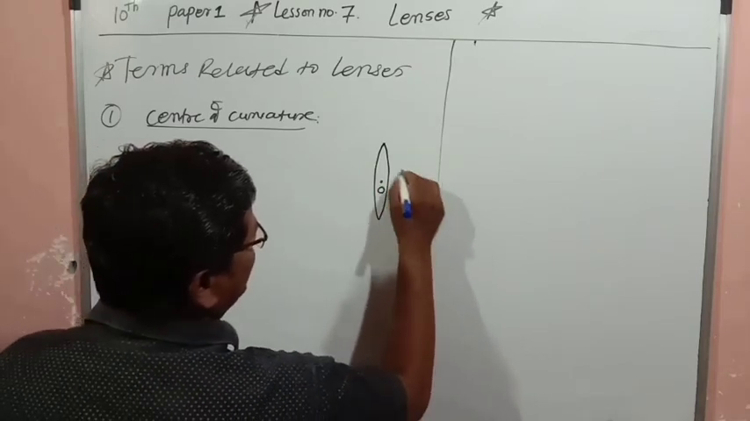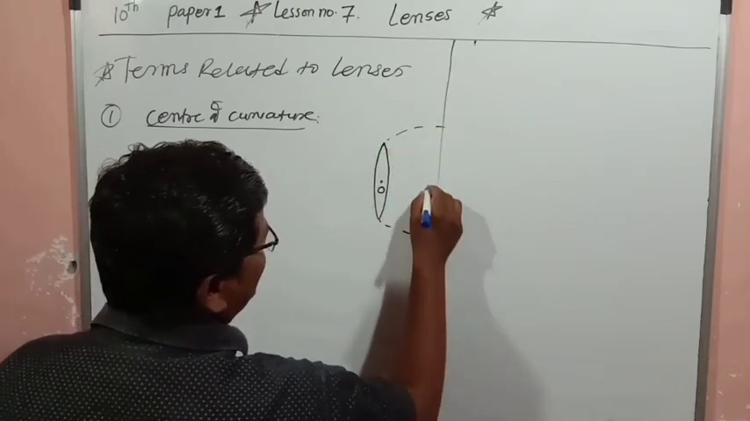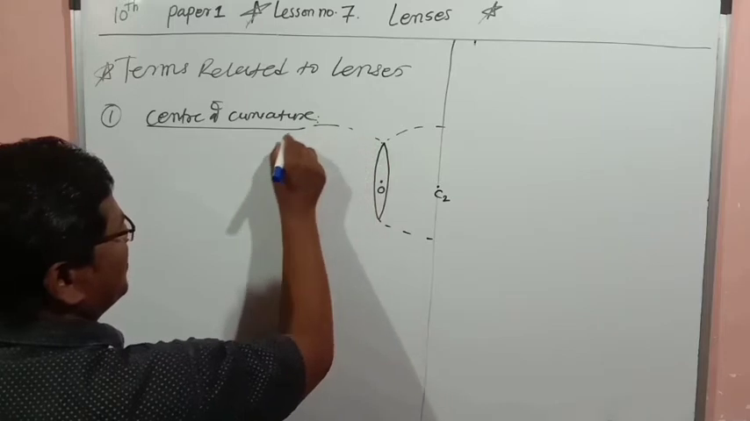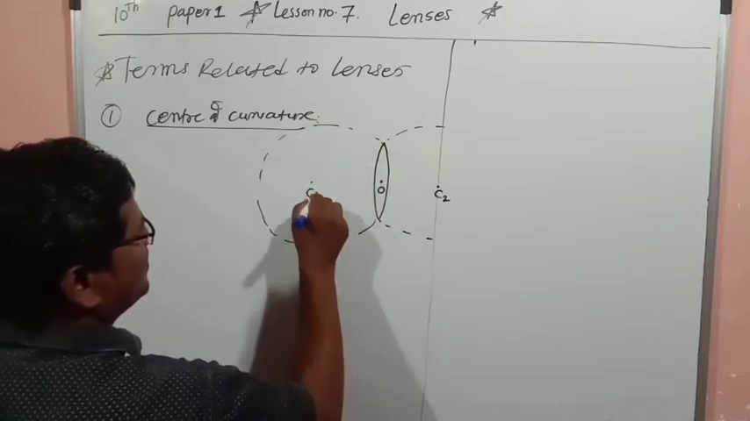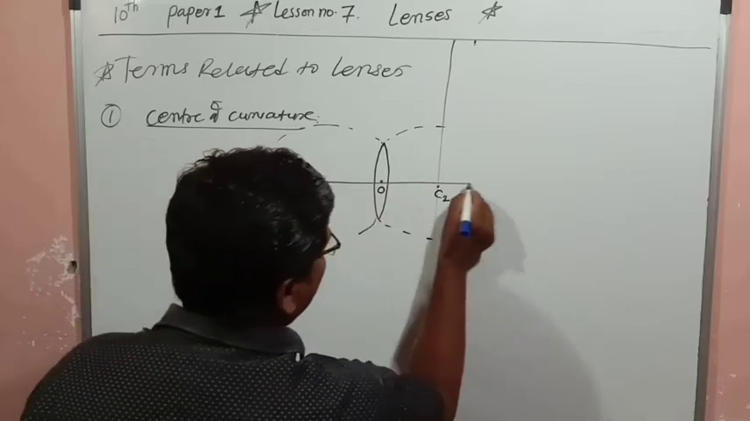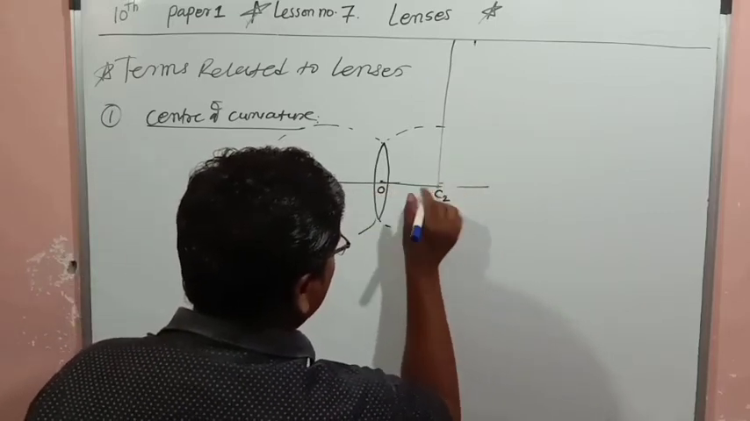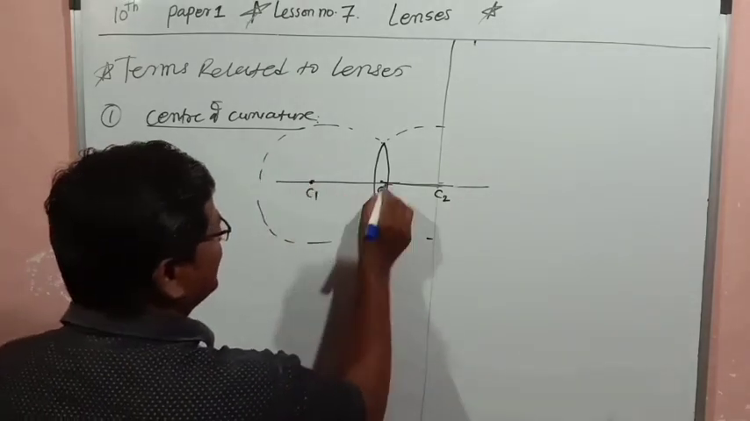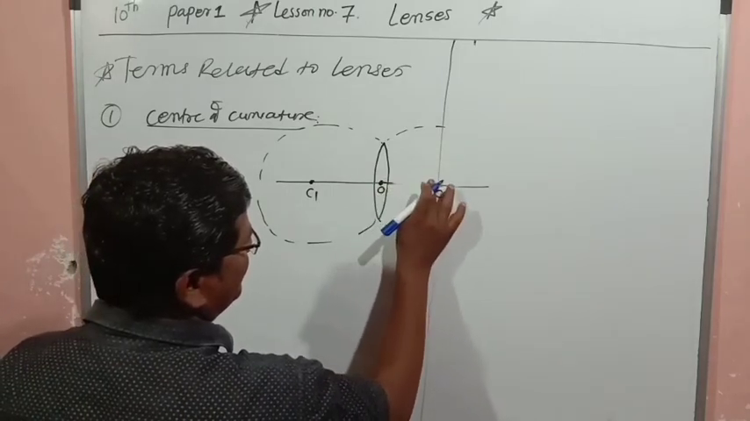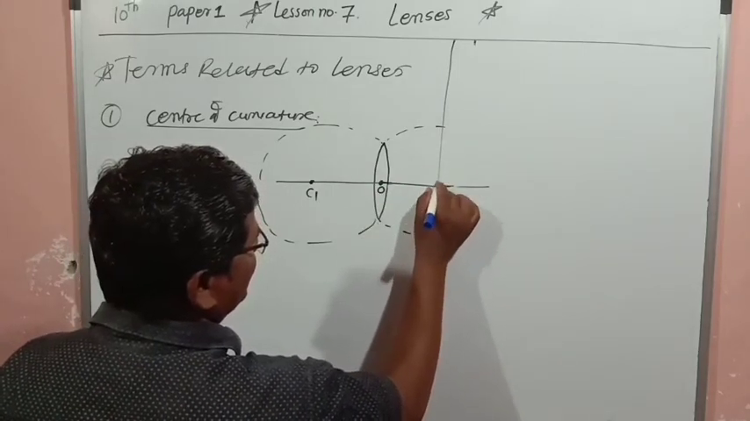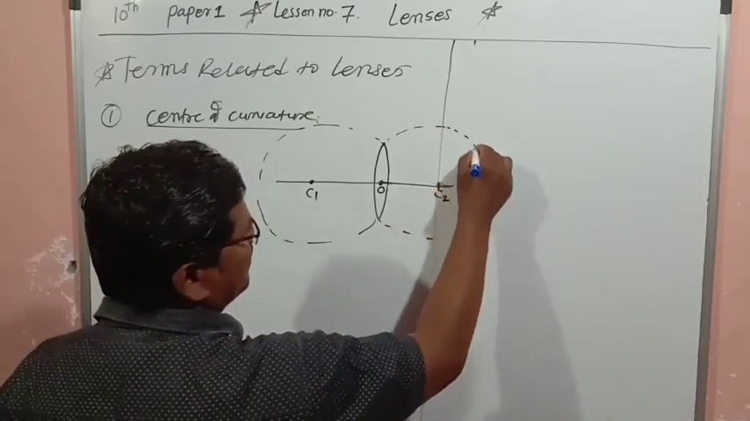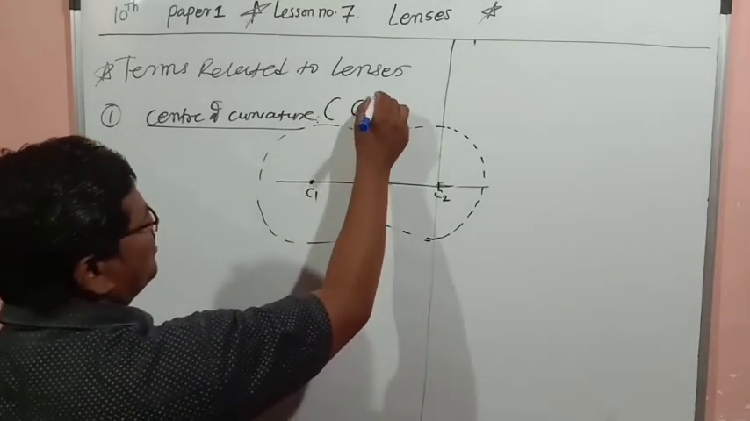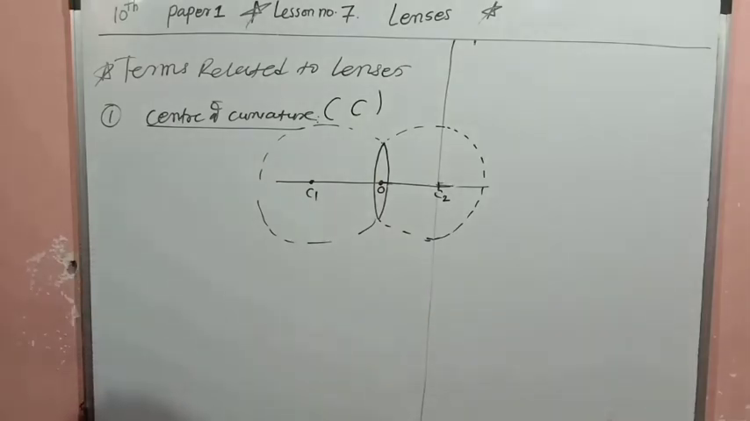If you draw an imaginary sphere this way, then here will be C2. If you draw an imaginary sphere this way, then here will be C1. The line you are joining, the middle line passing through C1 and C2, will be the principal axis, and O will be the optical center. So the first term we have to study is center of curvature, denoted by capital letter C.